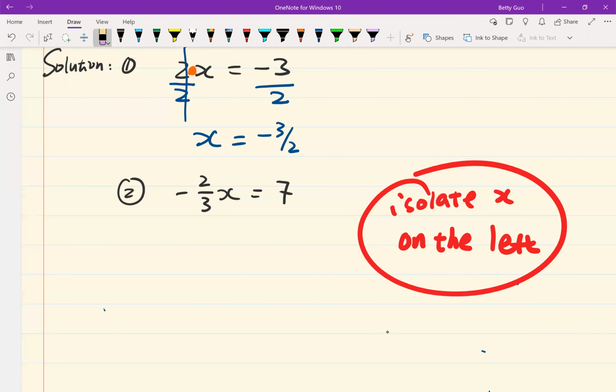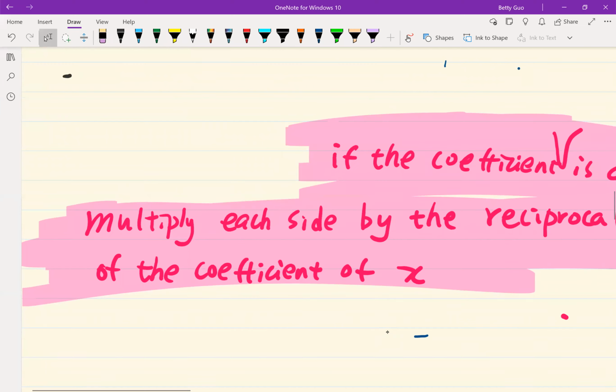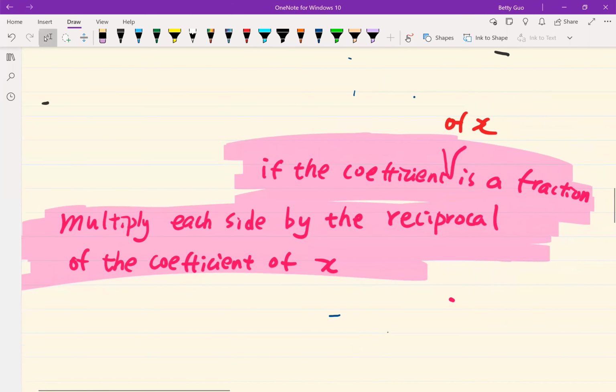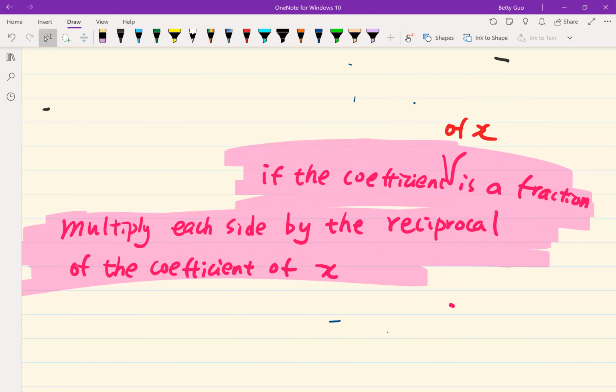What's the coefficient of x, by the way? Negative 2 over 3 is a fraction, right? It's a fraction. Of course, if you divide both sides by the coefficient, you will have the solution. But a more convenient way, so I want you guys to write this down. More convenient way, when the coefficient of x is a fraction, instead of dividing, you want to multiply both sides by the reciprocal of the coefficient. Can you please write it down?